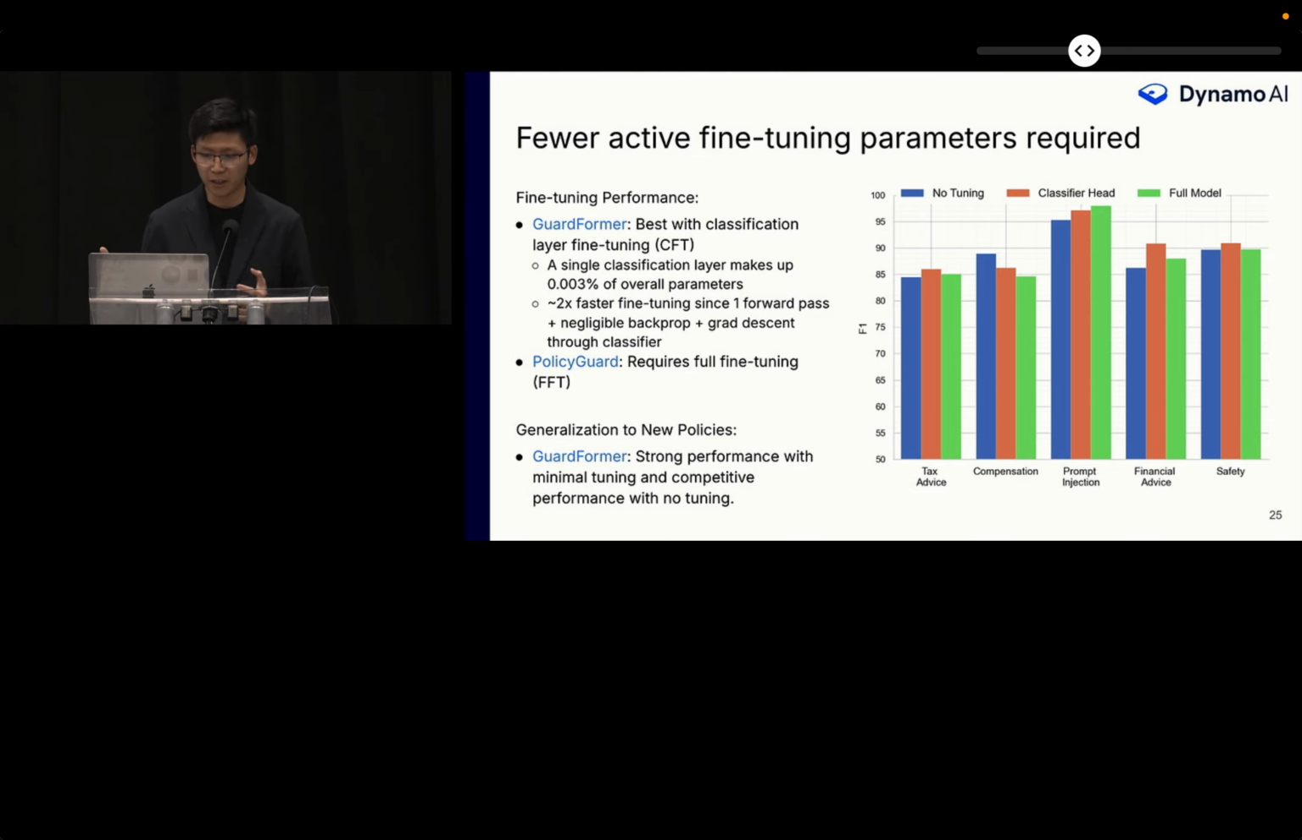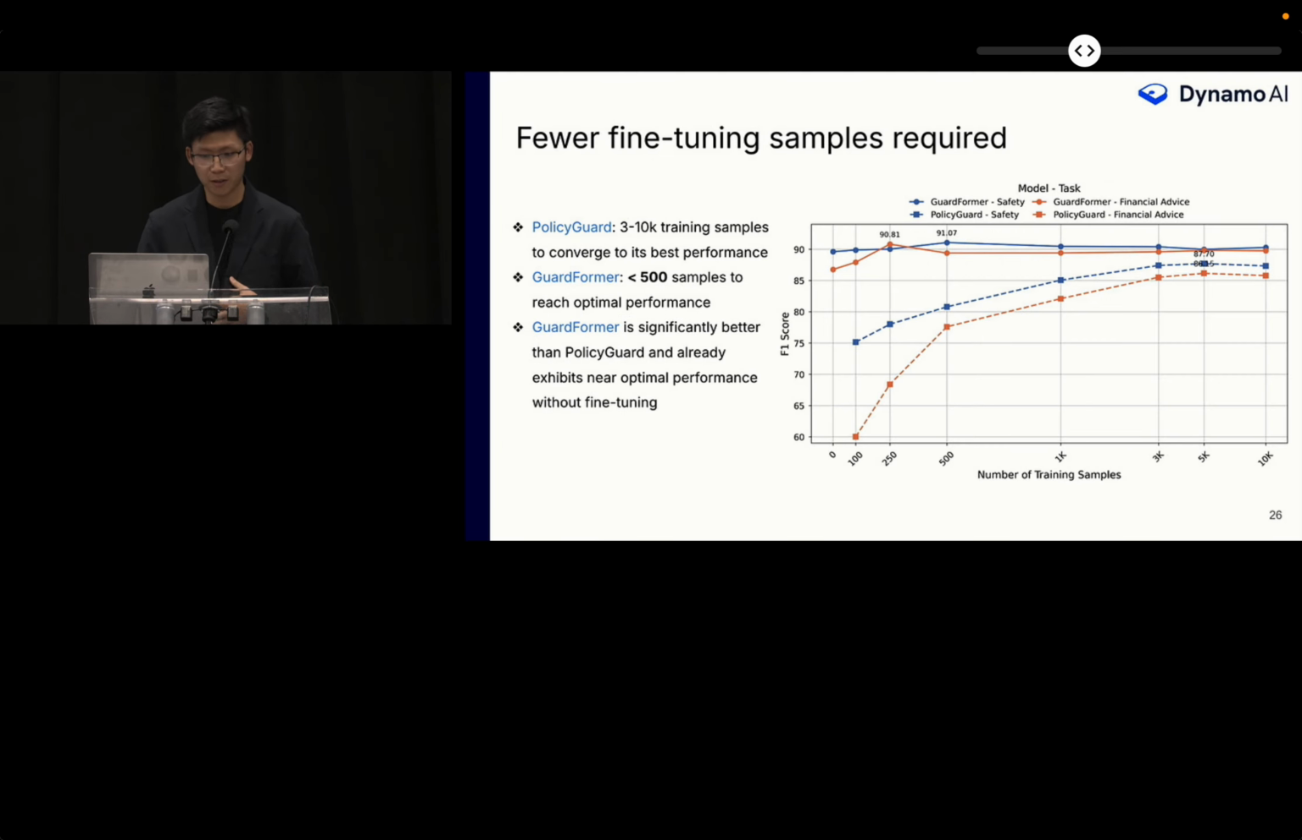And so you see here, the blue bar is the pre-trained model with zero-shot learning, the orange bar is the classification-head-only training, and the green bar is full-parameter fine-tuning. And this is generalizable across many policies. We only show it for 5 here, but we've tested this across 20, 30 policies. The other benefit is that fewer fine-tuning samples are required. Not just is the number of active parameters fewer, but the actual convergence is much faster as well.